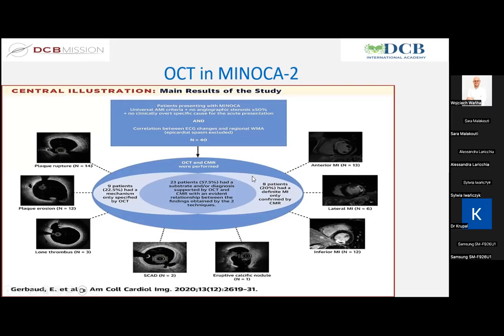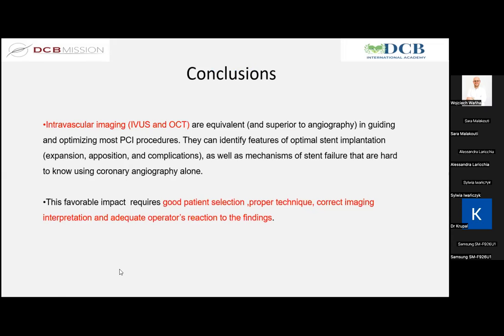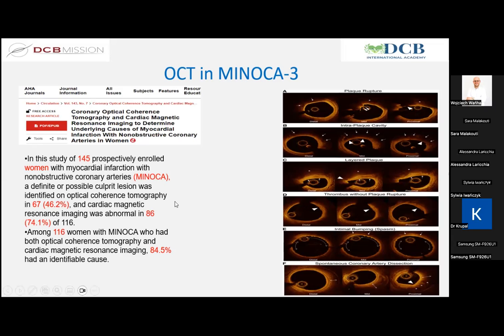The OCT could identify the cause of MINOCA in about 32 patients. The OCT could identify it as a sole mechanism in 9 patients, and OCT and CMR together in 23 patients. The mechanisms were plaque rupture, plaque erosion, lone thrombus, SCAD, or eruptive calcified nodules. Another study examined the role of OCT in MINOCA in female patients. They concluded that the OCT could identify the cause of MINOCA in about 67, which represents 46.2% of patients.